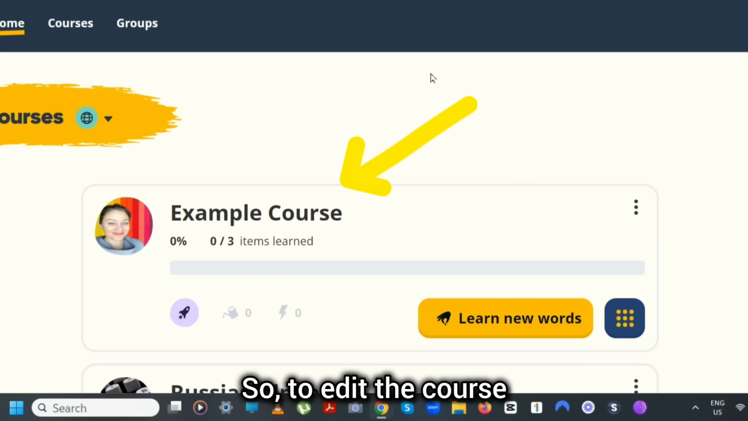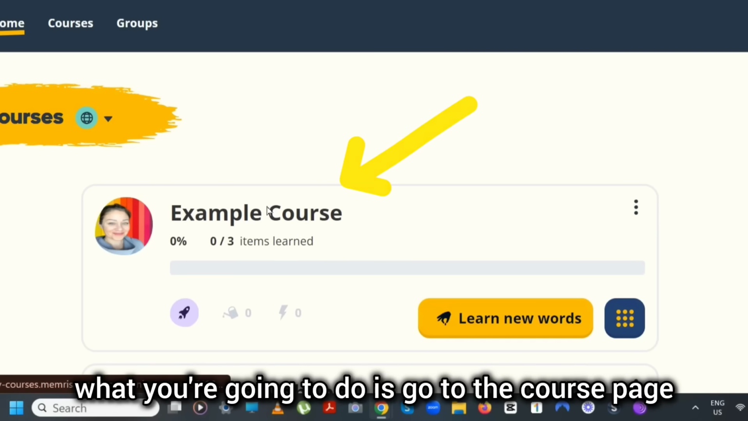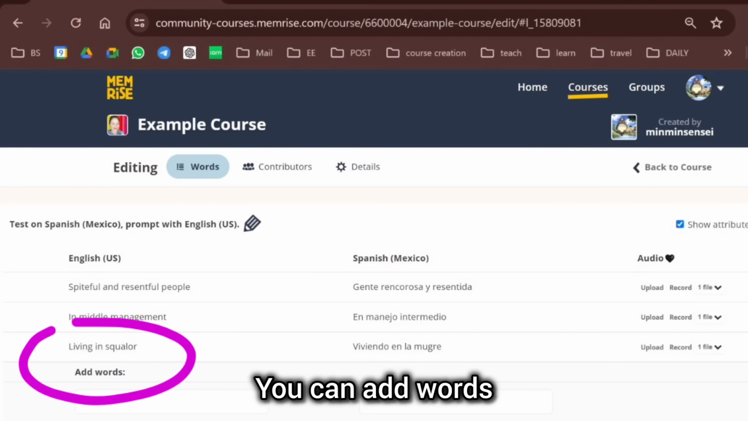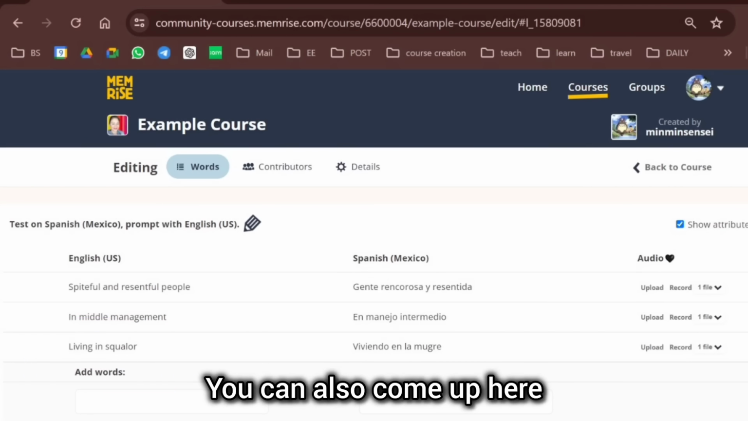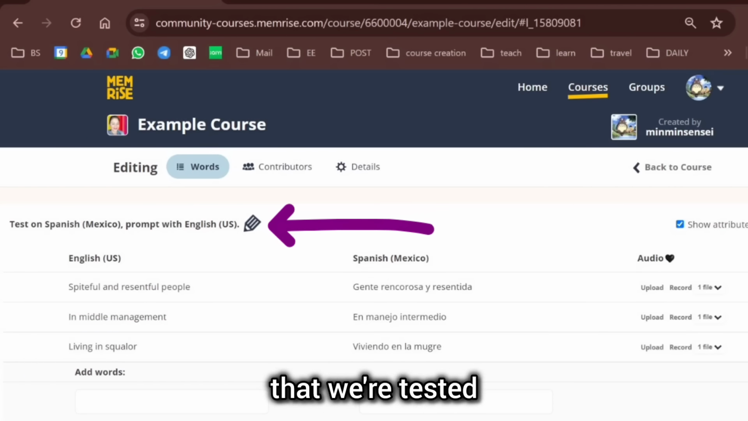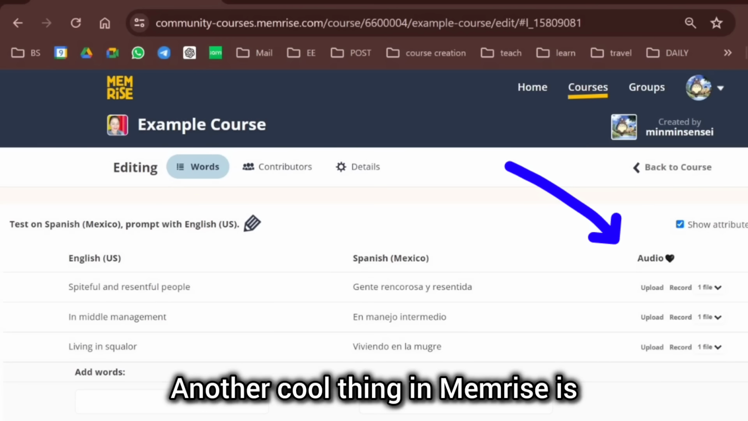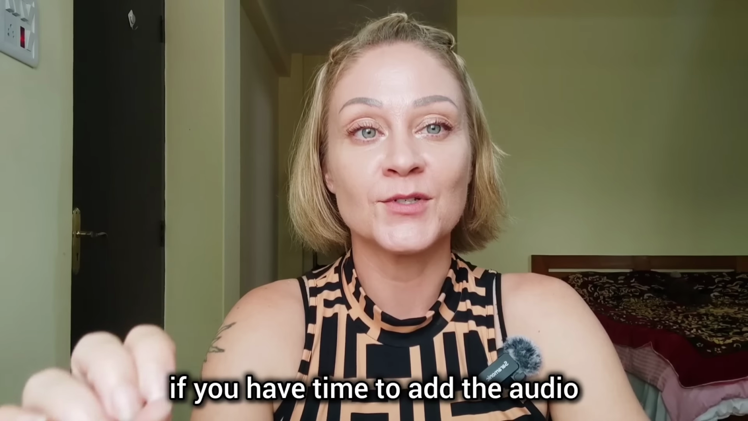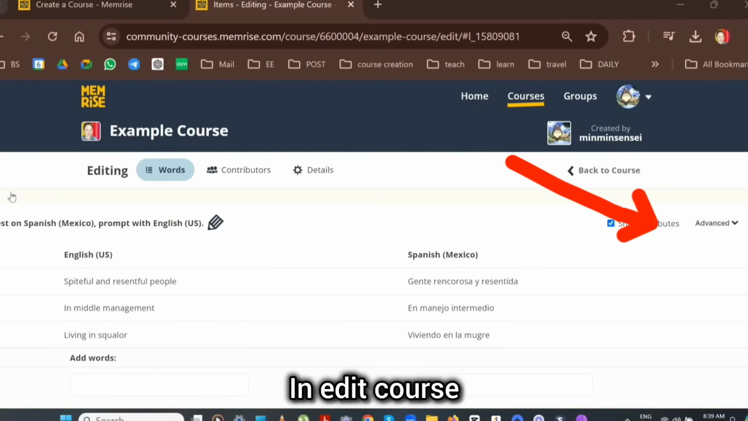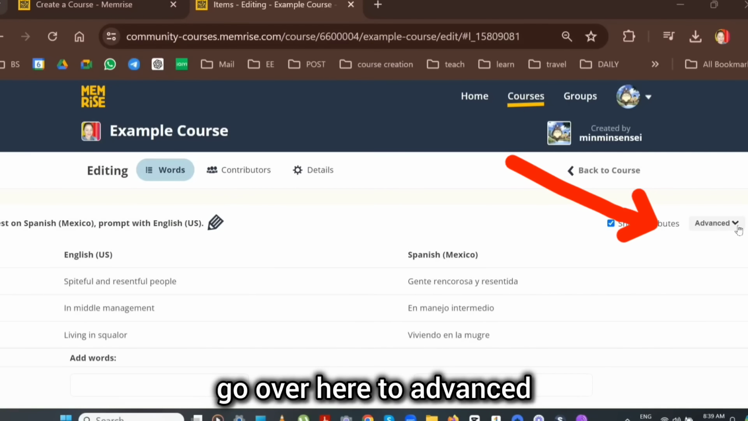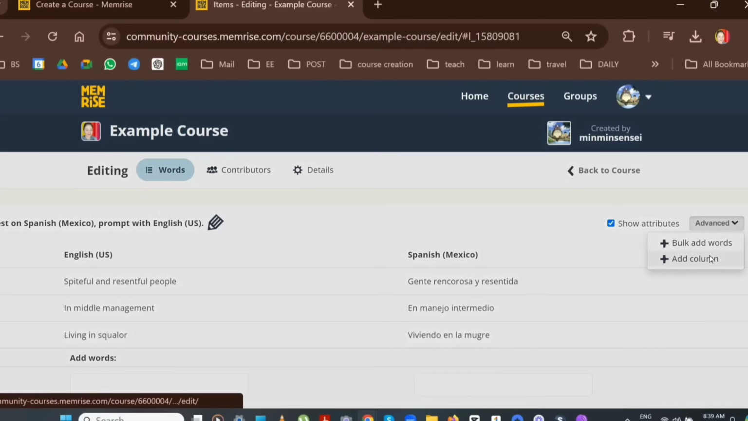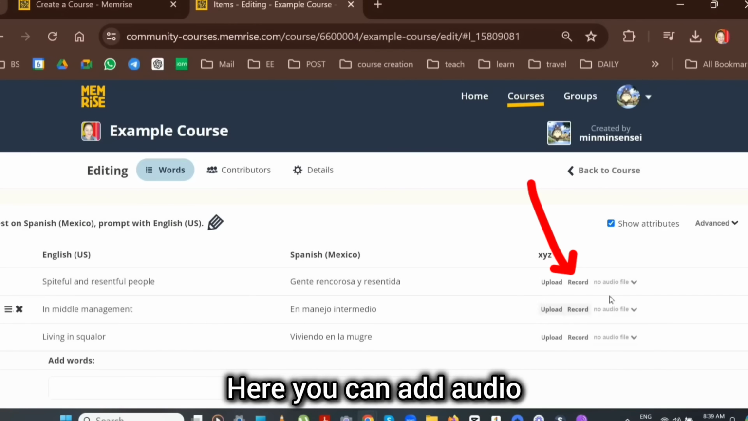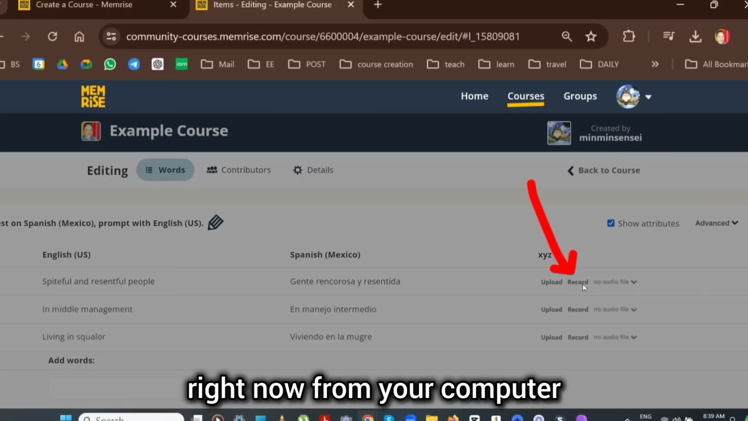So to edit the course, what you're going to do is go to the course page, come over here and click Edit Course, and you can do a few things. You can add words. You can also come up here and change the direction that we're tested. Another cool thing in Memrise is that you can add audio, which is super useful if you have time to add the audio. In Edit Course, go over here to Advanced and click Add Column. Name it anything you want, probably audio. Here you can add audio and you can record it yourself right now from your computer.